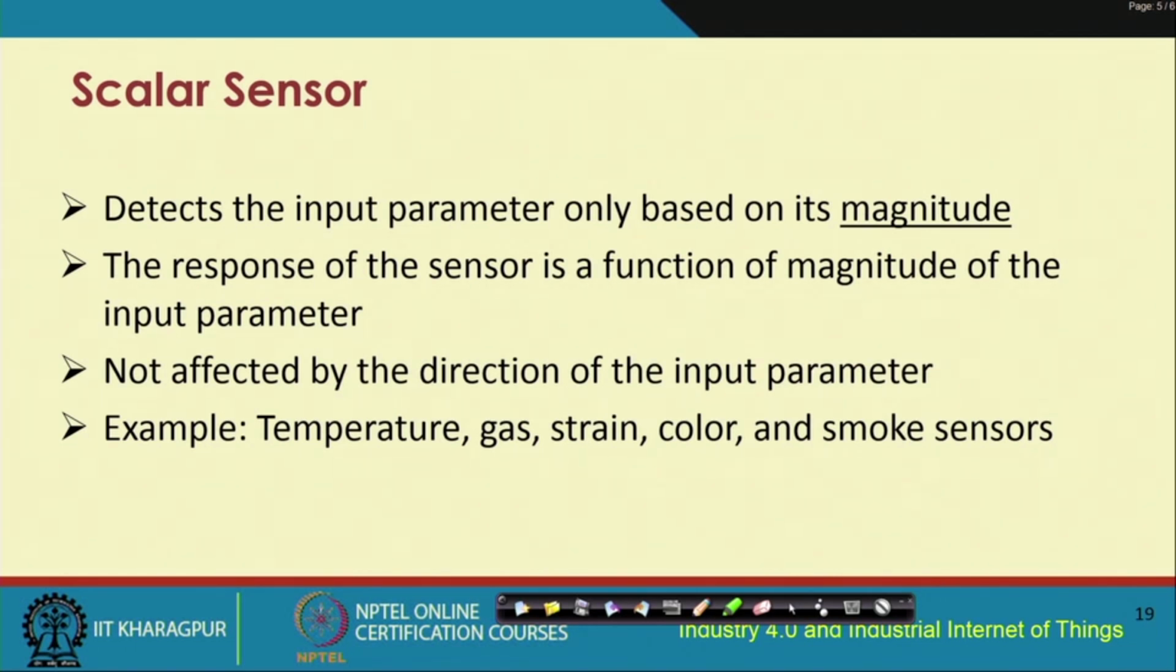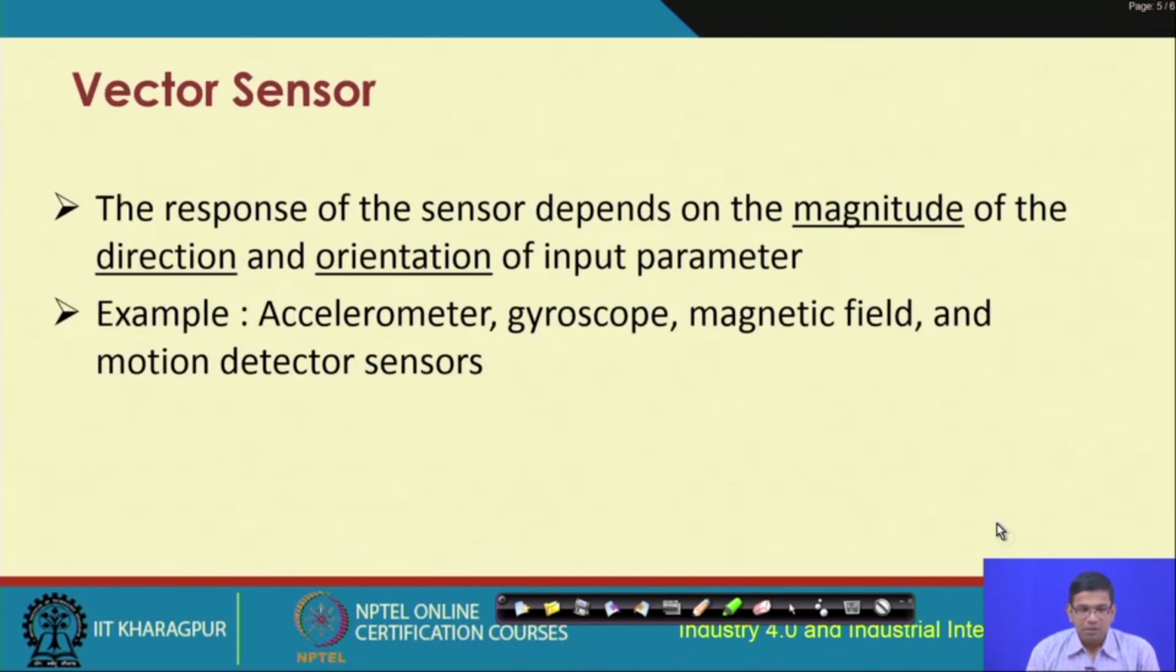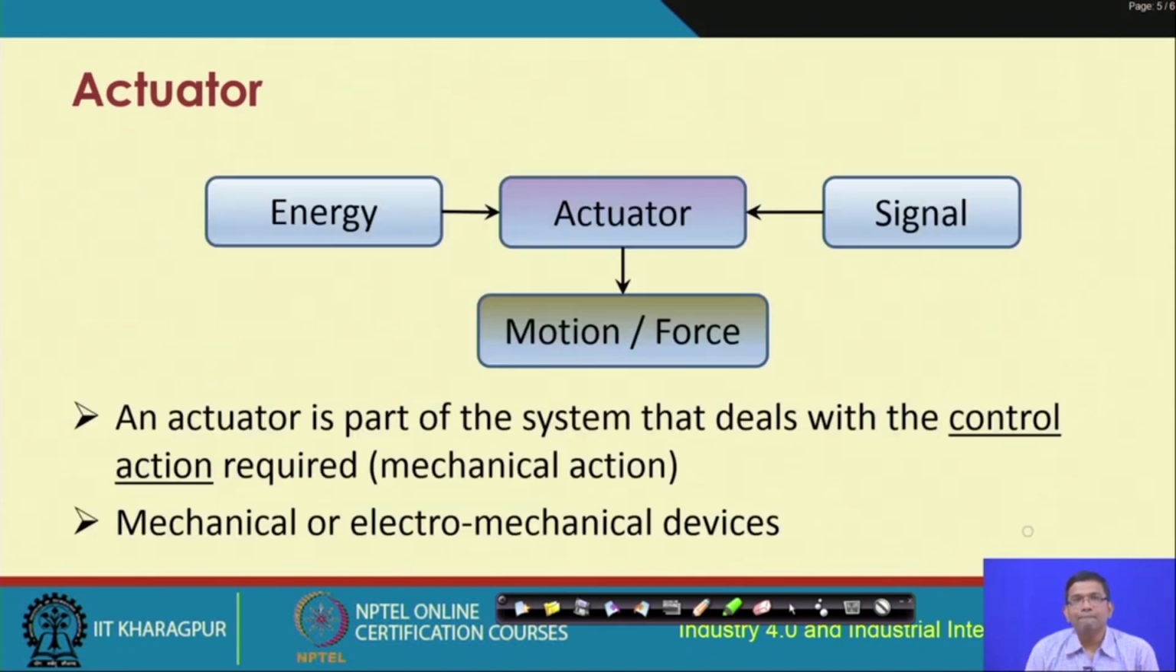These are all examples of scalar sensors, because the detection of these parameters does not depend on a change in the direction of the input. A change in the direction of temperature, a change in the direction of gas, and so on, does not get affected by that, but the quantity of the temperature, the quantity of the gas present, and so on, does. Then we have the vector sensors, where the response of the sensor depends on the magnitude, the direction and the orientation, not only the magnitude. Examples would be accelerometer, gyroscope, magnetic field, motion detector sensors and so on.